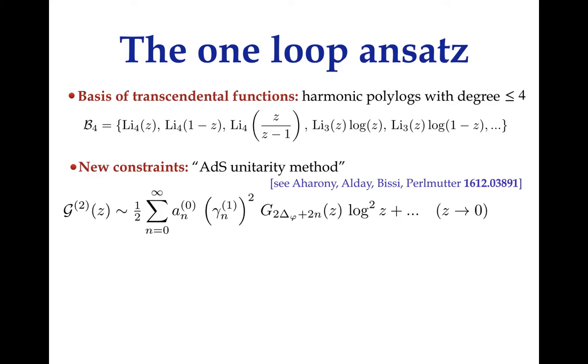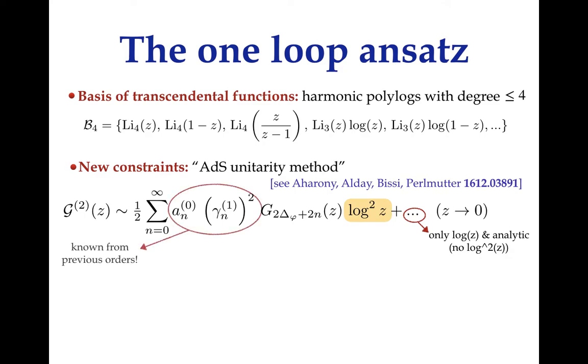To understand what this is, let's consider the small z expansion of the correlator, and one can see from general arguments that there is a term which contains log squared of z, and then there are some pieces that I'm hiding here which only contain logs or are analytic for small z. This log squared term is given in terms of a sum, which contains only CFT data that are known from the previous orders. And this allows to compute this sum and fix completely this term in the correlation functions.